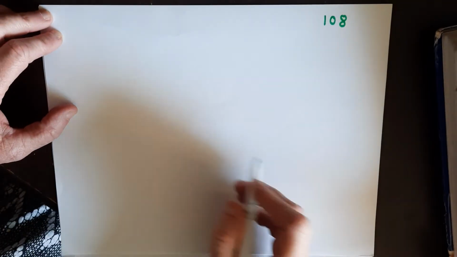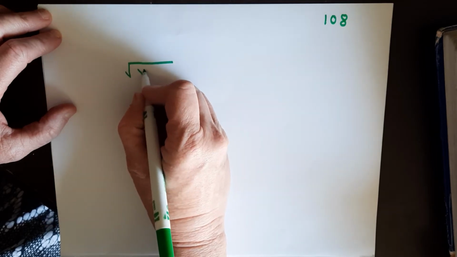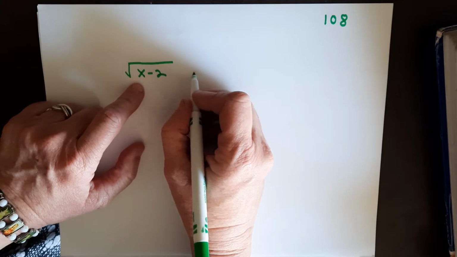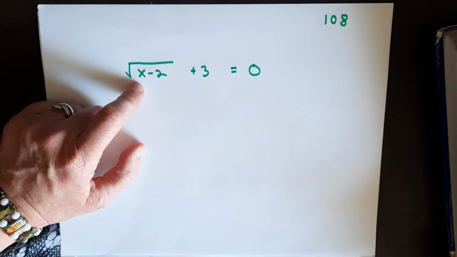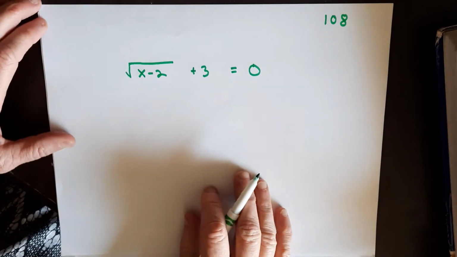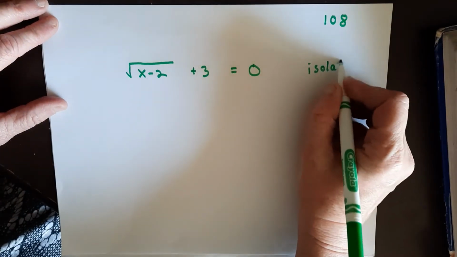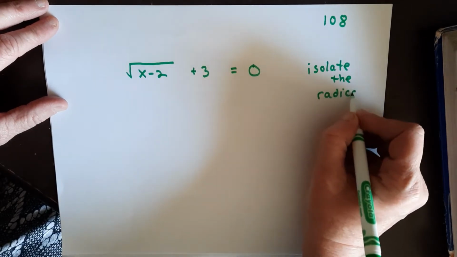In this lesson, they're going to ask us to solve for x, but in the equation, we're going to actually have a square root. So it'd be something like the square root of x minus 2 plus 3 equals 0. And we need to solve for x. What we want to do is something called isolating the radical. Sounds pretty cool.